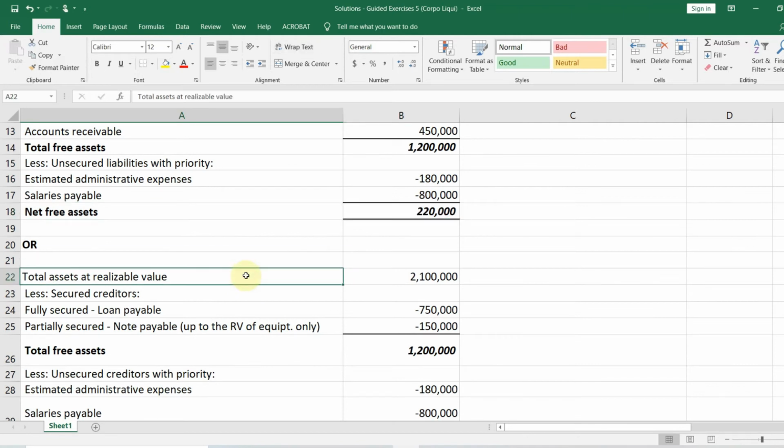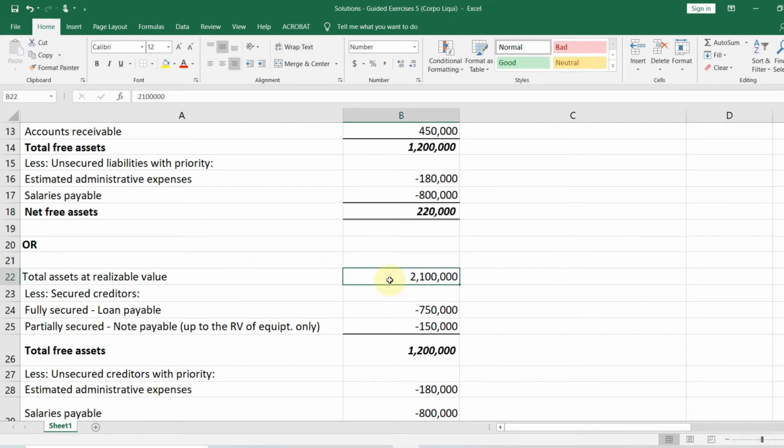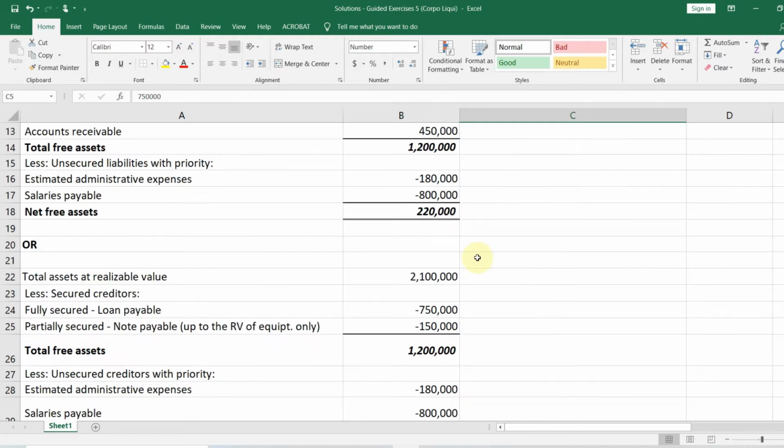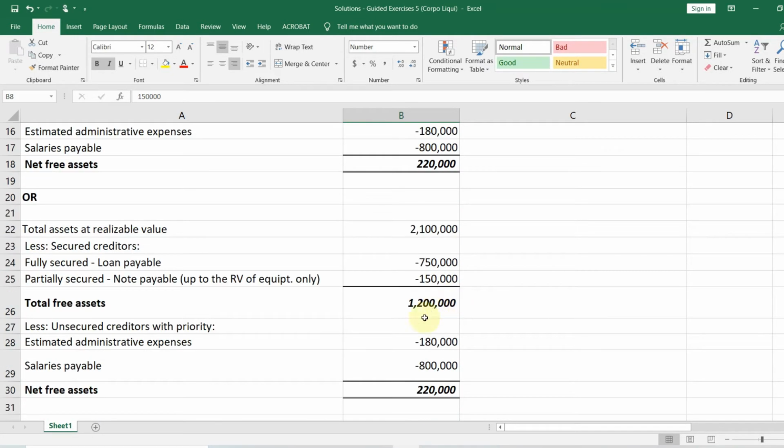Okay, so another way of doing this is you just add the total assets at realizable value. So, you have 2,100,000 pag inadd mo lahat. Then, i-less mo ngayon yung secured creditors, yung fully secured loan, itong nasa taas natin, yung 750. And then you less yung partially secured. So, that's actually the value of the equipment na 150, up to the realizable value of the equipment only, kasi yun lang naman ang partially secured sa kanya. So, you have total free assets of 1.2. Then less mo ngayon yung unsecured creditors with priority, yung 180 at saka yung 800, you'll get net free assets of 220.